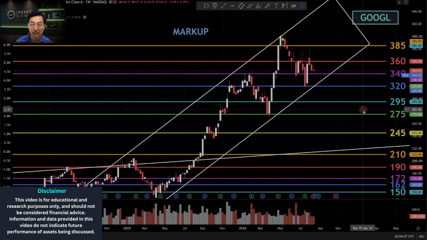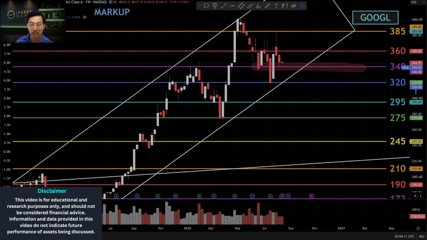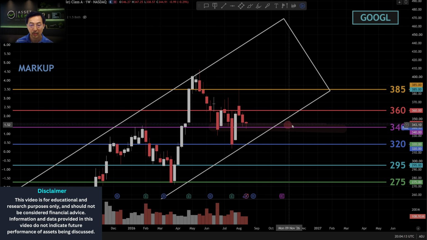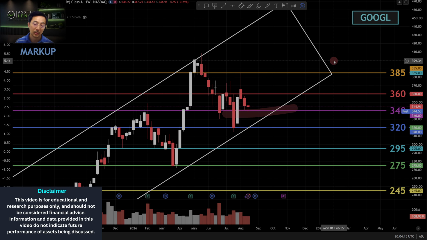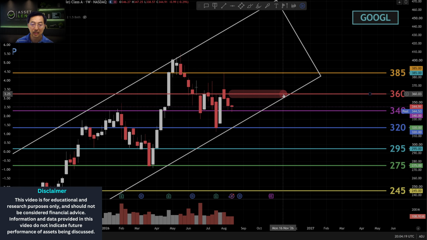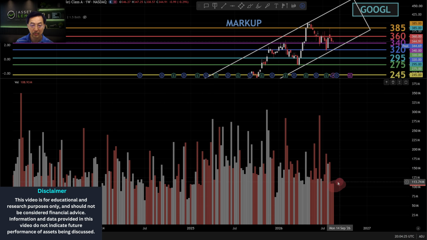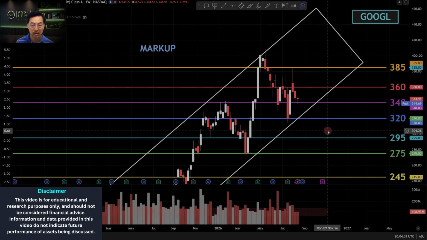The key support level on the weekly time frame is still this 340 purple key level. We have been covering this line for at least 2 weeks, and the major resistance remains 360. All right, that's the current view in the weekly picture. The volume is around average, so no big commitment from both the bulls and the bears.